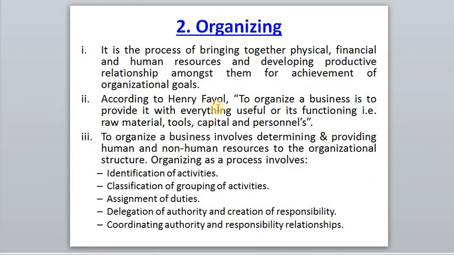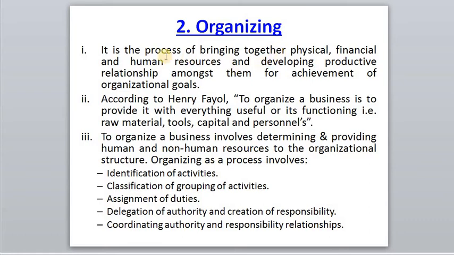Next, what we have planned, we have to organize. Organizing is very, very important. If the organization has been done in a proper way, through a proper channel, the work will be completed within the stipulated time. So what is organizing? Organizing is the process of bringing together, clubbing together, physical, financial and human resources. Human resources will be required, the finance part will also be there, money will be required, and all these will be clubbed together in order to achieve the particular goal.